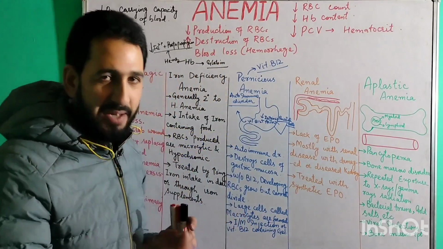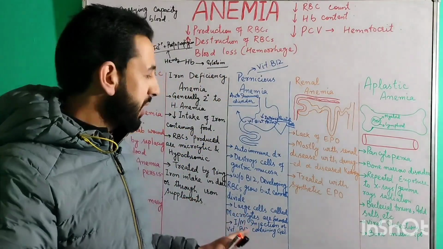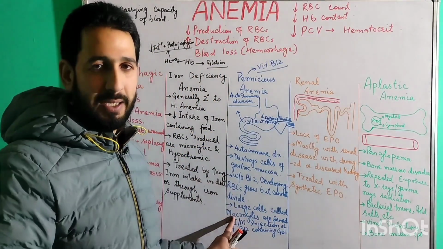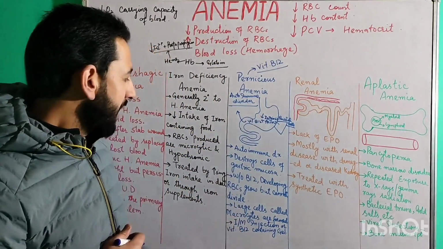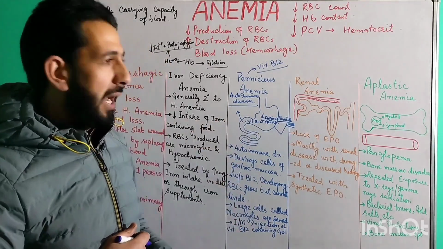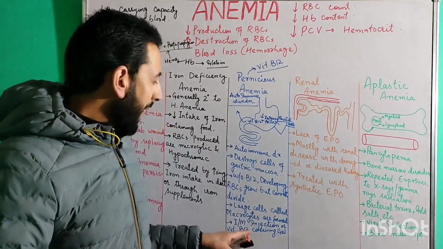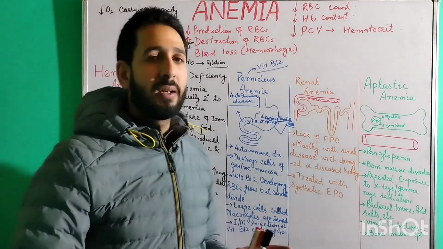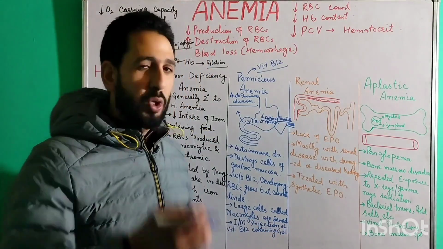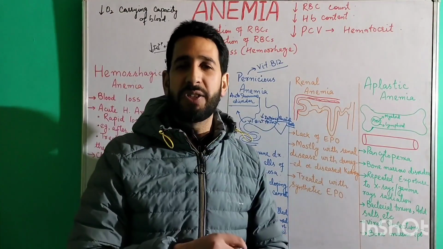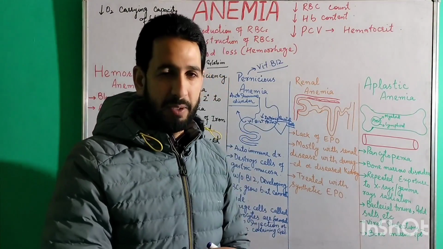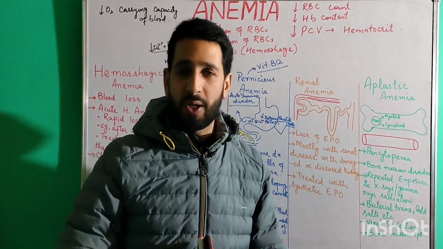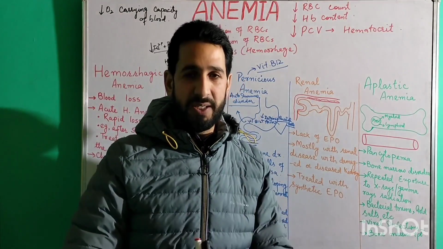So when larger cells appear in the circulation, we call them macrocytes, or it is also called macrocytic anemia. Right. And this pernicious anemia can be treated by giving an intramuscular injection, and also a gel containing vitamin B12, which we apply to the nasal mucosa. But usually we take an intramuscular injection of vitamin B12 for treating pernicious anemia.